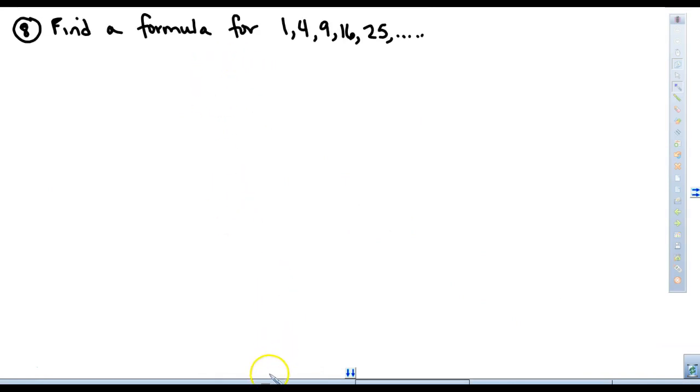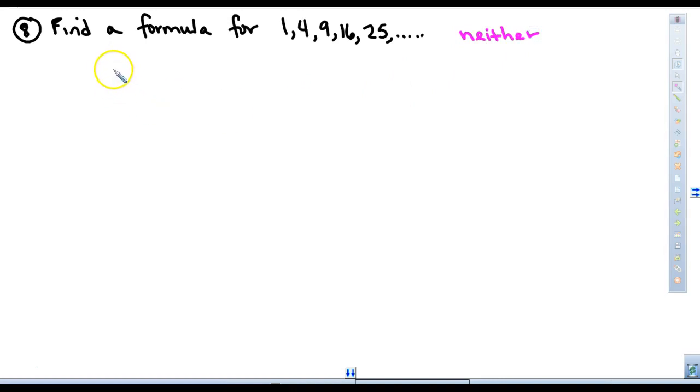Now for this one right here, it says to find a formula for this sequence. Well, again, I'm going to try to figure out, what kind of sequence is this? If I start subtracting, 4 minus 1, that's 3. 9 minus 4 is 5. I'm not getting a common difference. So I'm going to try to divide. 4 divided by 1 is 4. 9 divided by 4 is 2 with 1 left over. I'm not getting the same common ratio. So this is actually a neither sequence, and we don't have a formula for that.